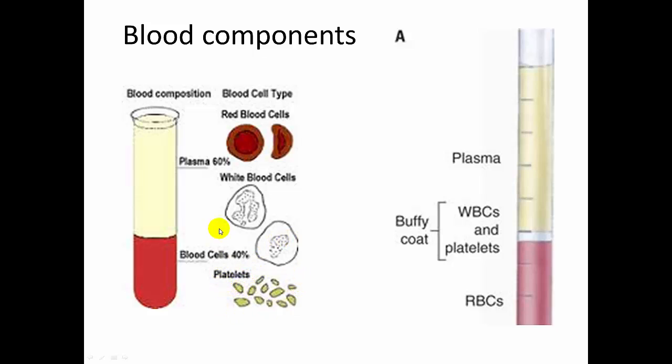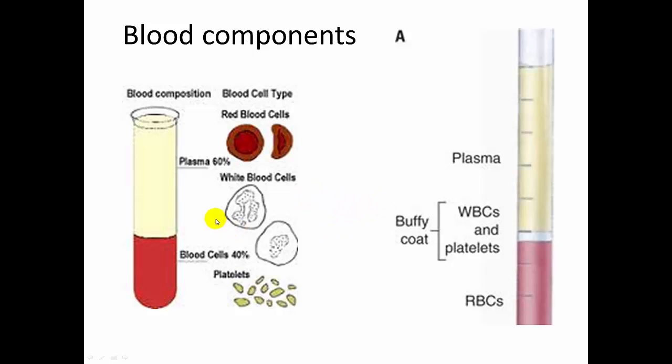So you can see that plasma makes up approximately 60%. Some sources say 55%. Some may say 65%. The cells make up approximately 40%. So 35 to 45% of the blood components are the cells. And we're not really interested so much in breaking it down much further than that.